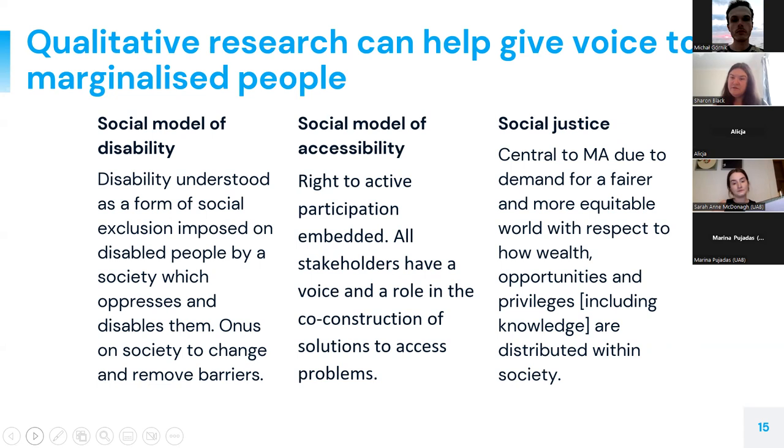Also, social justice. The concept of social justice is really central to media accessibility, due to its demand for a fairer and more equitable world with respect to how wealth, opportunities and privileges, including knowledge, are distributed within society. And this quote comes from a PhD thesis by Zoe Mers on training professional re-speakers to subtitle live events in the UK, a participative model for access and inclusion. So when users are not able to make full use of media content, due in part to a lack of accessibility services, this is an example of social injustice.